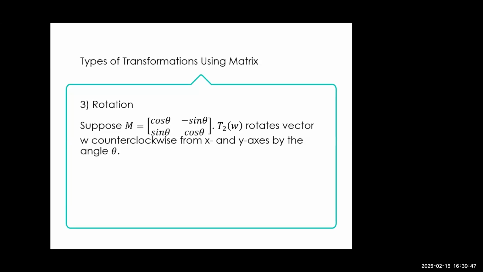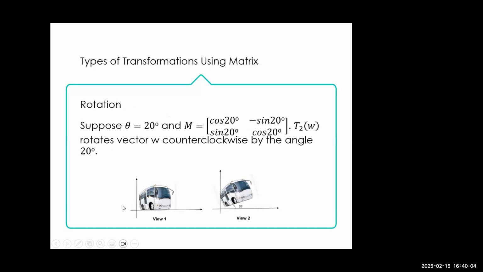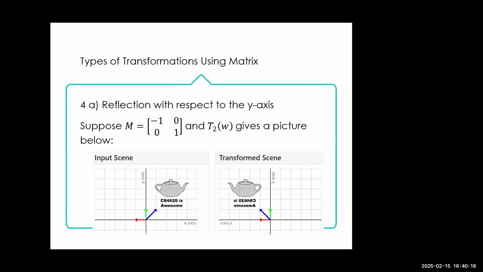The other one we usually present to our students is, how about you rotate your object counterclockwise using these matrices? You get the cosine and the sine function. So you rotate this by the given angle theta. One example I gave in my class is, how about your angle equal to 20 degrees? What will happen to your object? You rotate by 20 degrees counterclockwise. So this is the other type.